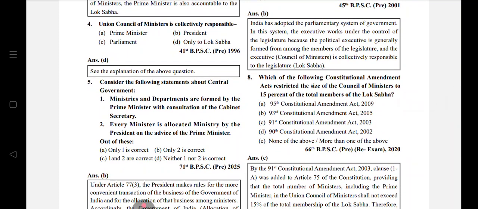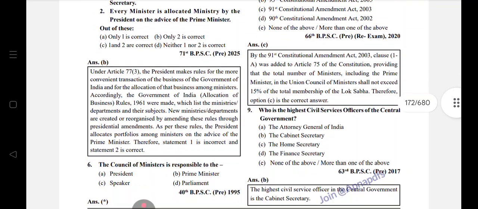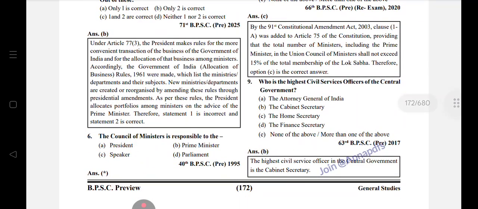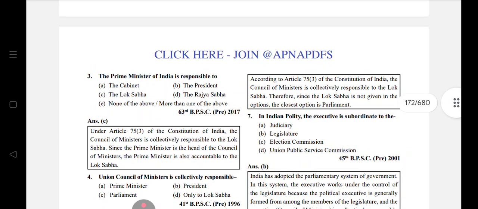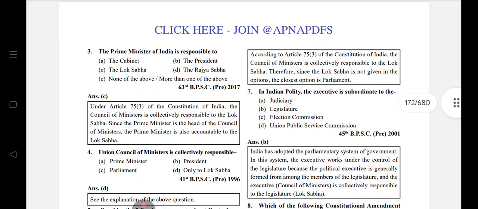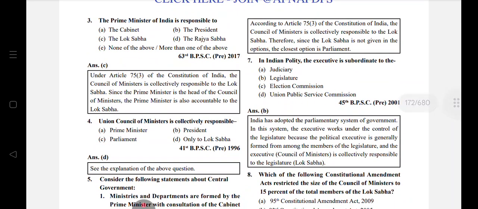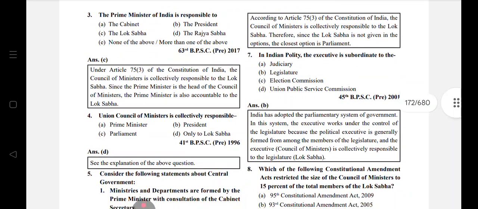Central government, what is it asking about the central government? Out of this, what is correct? Every minister is appointed by the President on the advice of the Prime Minister. Right. Council of Ministers is responsible to the Lok Sabha, not the Speaker. Executive subordinate to the legislature.